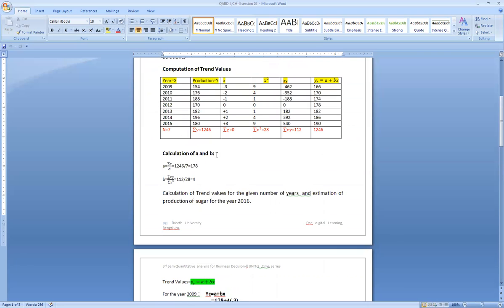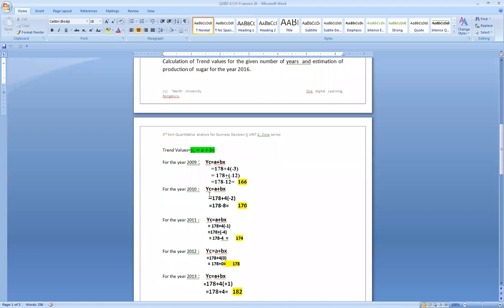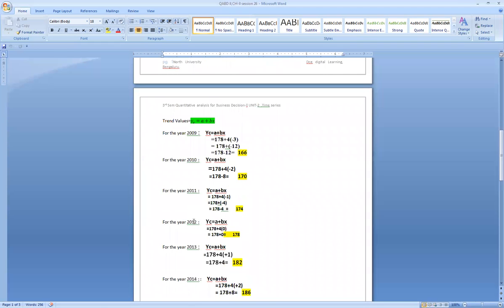So in 2010, the deviation value is minus 2. So trend value equals a plus bx. A means 178 plus 4 into minus 2. 4 into minus 2 is minus 8. The value becomes 170.